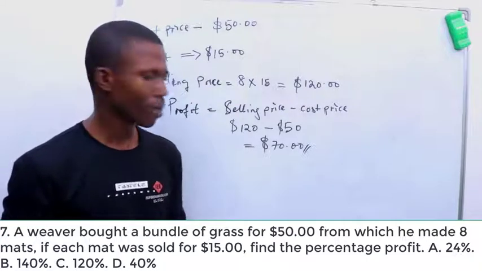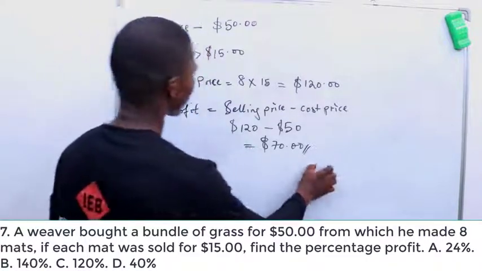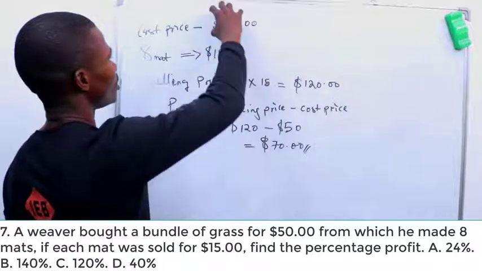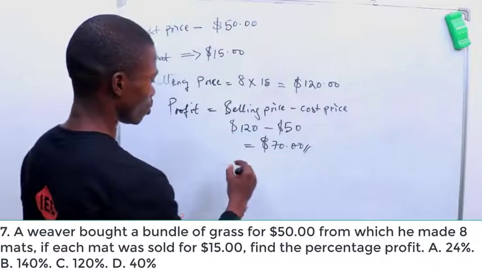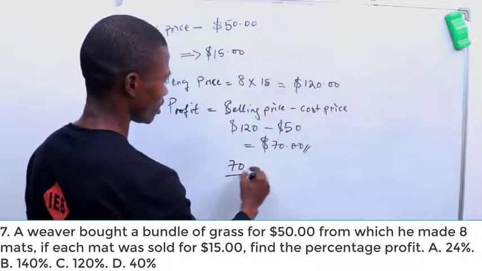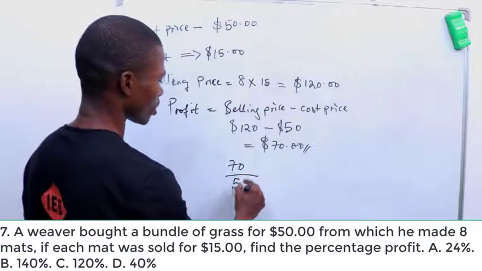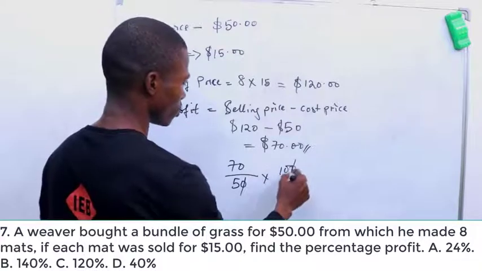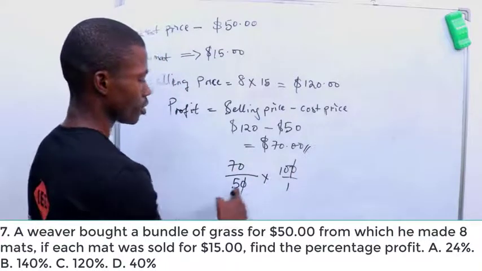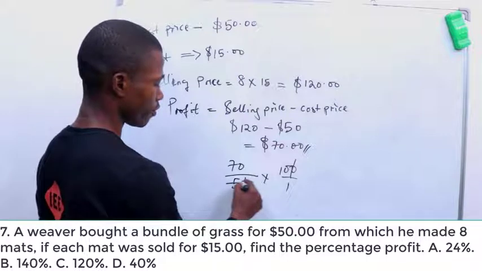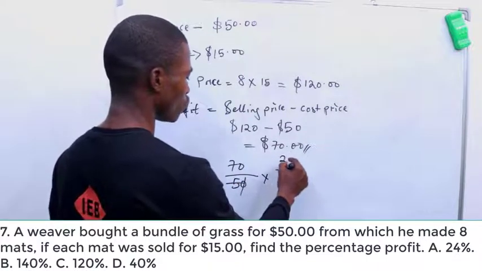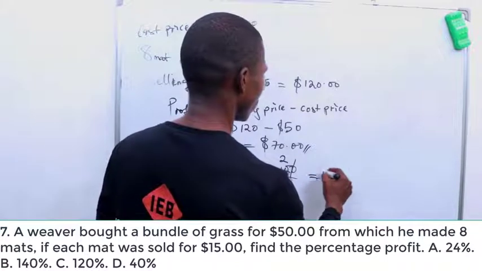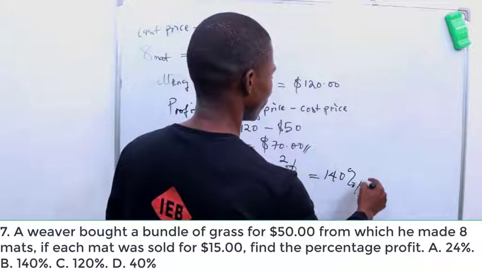No. So how to get our percentage profit? This is our profit divided by the initial cost. So this is 70 divided by our cost price times 100 over 1. So 0 cancels 0. Here is 5, here is 10. 5 here 1, 5 here is 2. 70 times 2 will give us 140. So 140% is our answer.